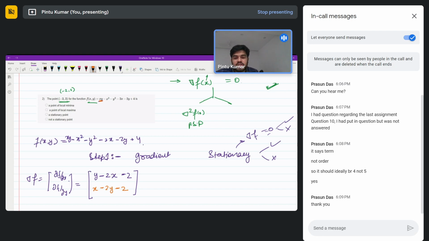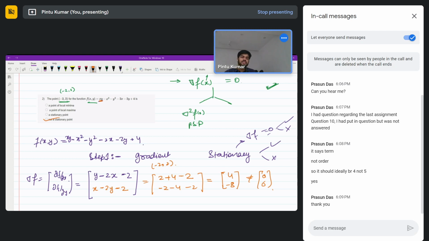Okay, so now let's put the values minus 2 comma 2 in place of x and y. So what do I get? I get 2 plus 4 minus 2, right? Here I get minus 2 minus 4 minus 2, right? So I get 6 minus 2, this is 4. Here I get minus 8. Okay, so is this equal to 0? No, this is not equal to 0 comma 0. So whatever point was given to me is, in fact, not a stationary point at all.